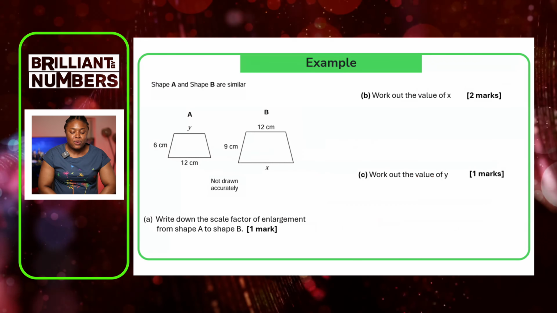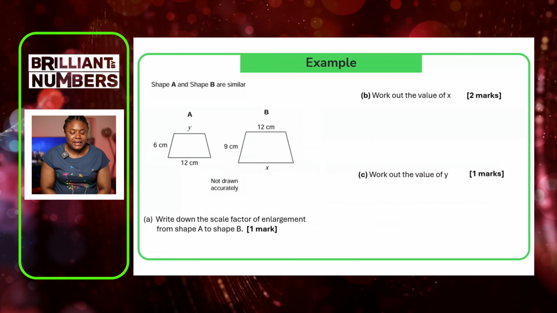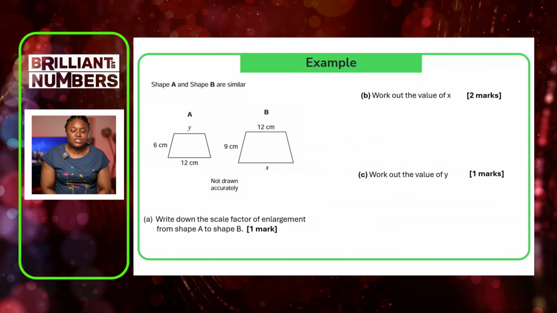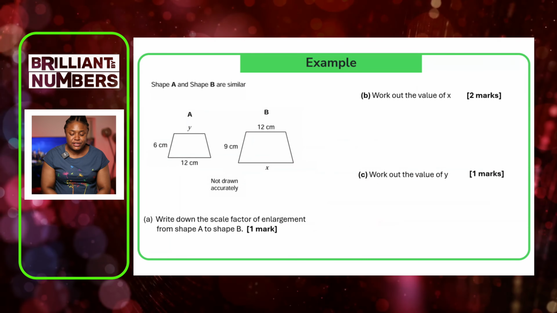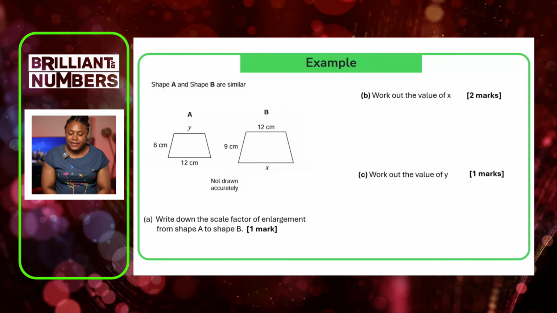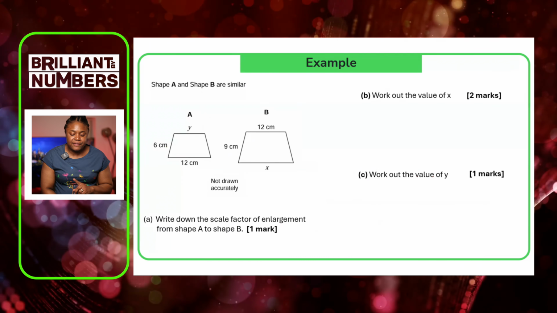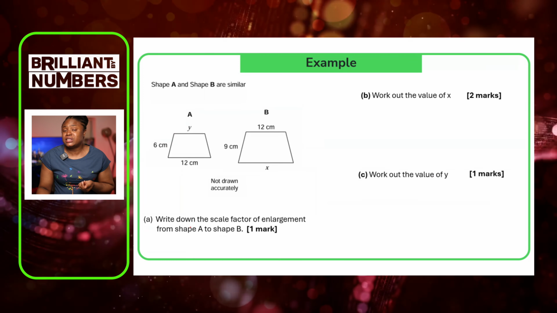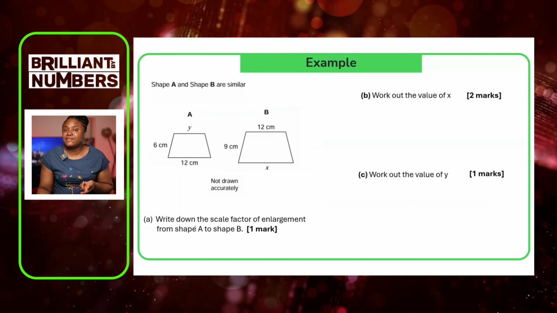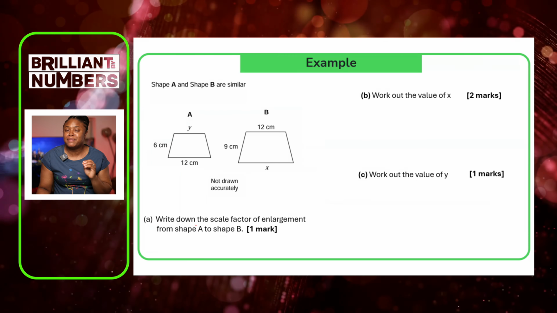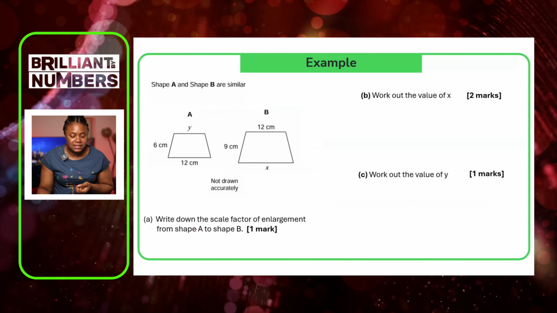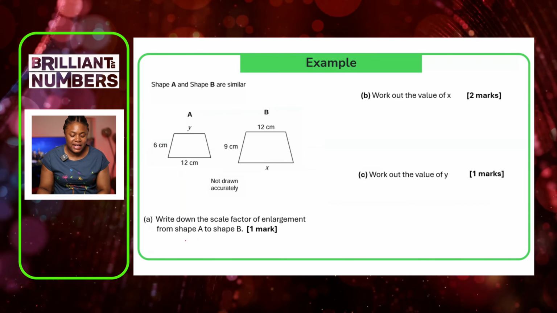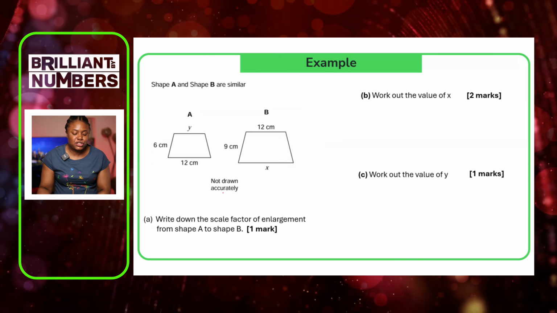Awesome. So now we're going to do a few more questions. Here we're given shape A and B, again similar. We're asked to work out the value of X and also the value of Y for B and C, but remember, not every question will tell you straight away to write down the scale factor. That's something you've got to remember to do. But part A says write down the scale factor of enlargement from A to B.